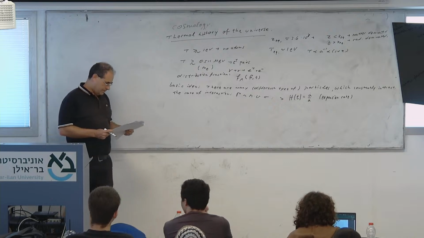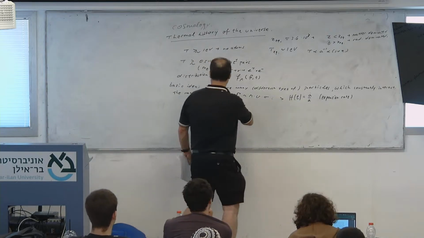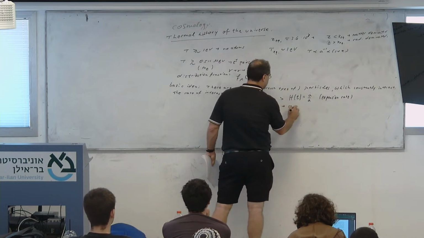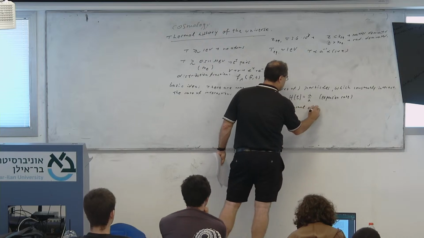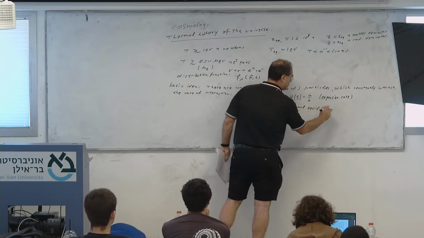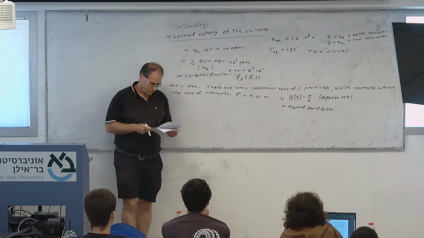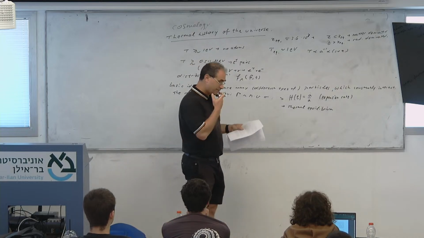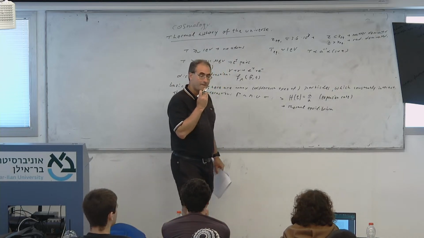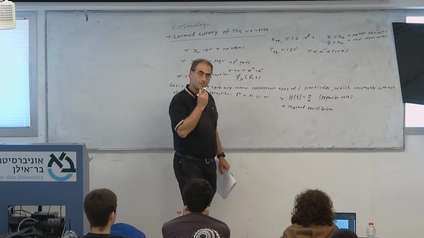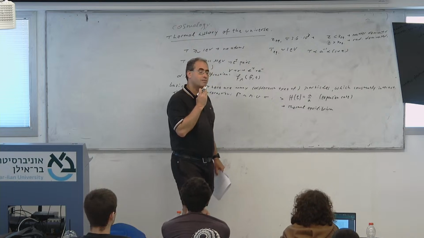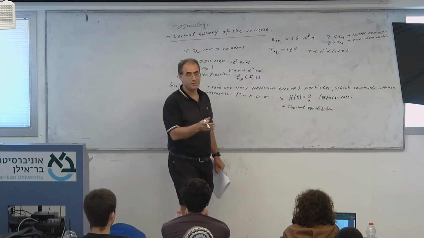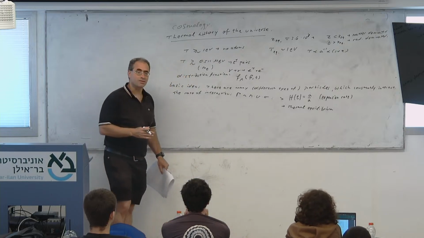So if the rate of interaction gamma is greater than the expansion rate, then we have thermal equilibrium. So I can just say it's like an ideal gas. Yes, it's an ideal gas, but what type of gas? We have bosons and fermions. So what is the distribution function of fermions and bosons?